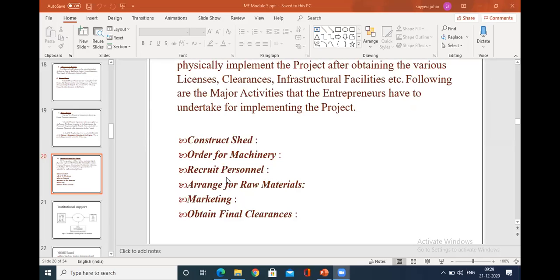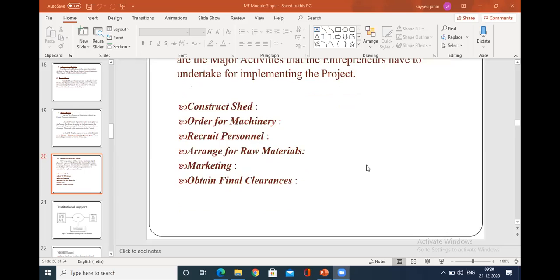All those things will be there in recruiting personnel, and it has to be done based on the domain interest. It is not that for a mechanical domain a CS engineer has to be hired, right? So arrange for the raw materials that are required, and marketing, and definitely marketing is a strong team everywhere we have. So obtain financial clearance; any sort of clearance has to be obtained.